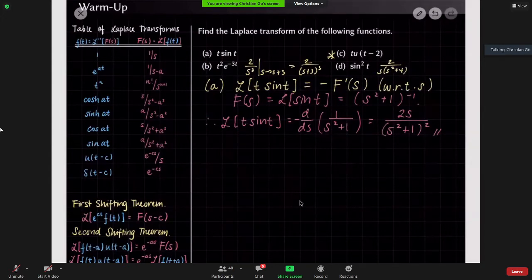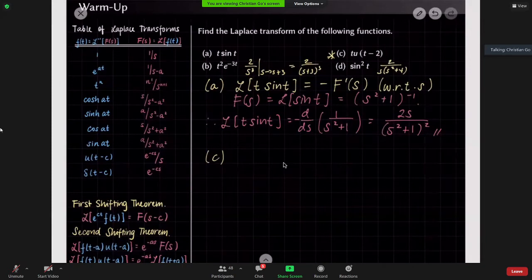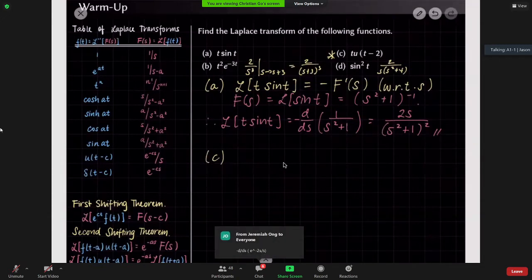And then D, you should have gotten 2 over s times (s squared plus 4). Okay, who wants to get me started on C and I can help you finish? Anyone? There's a unit step there, so it should be automatic what you need to do to start. I'm assuming you're going to use the previous result. Oh, you want to use a different method? Okay, that's fine. Let's do that.